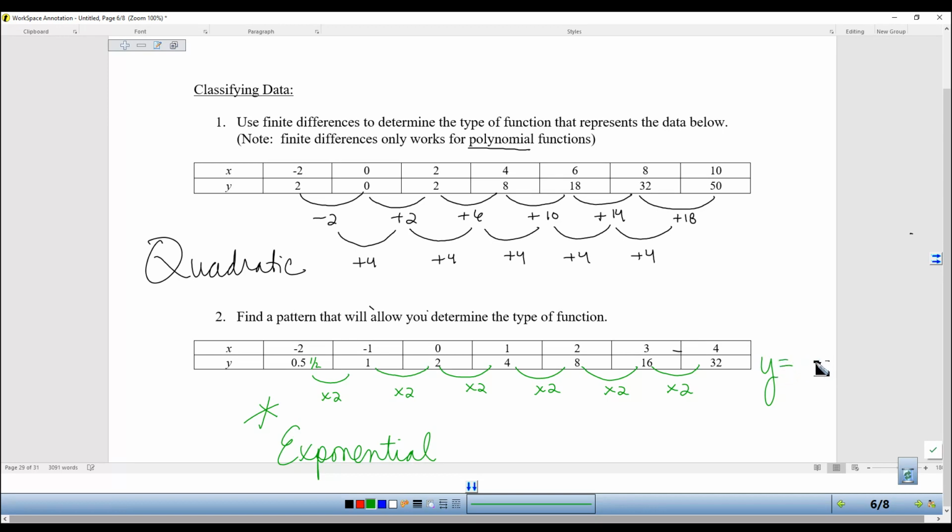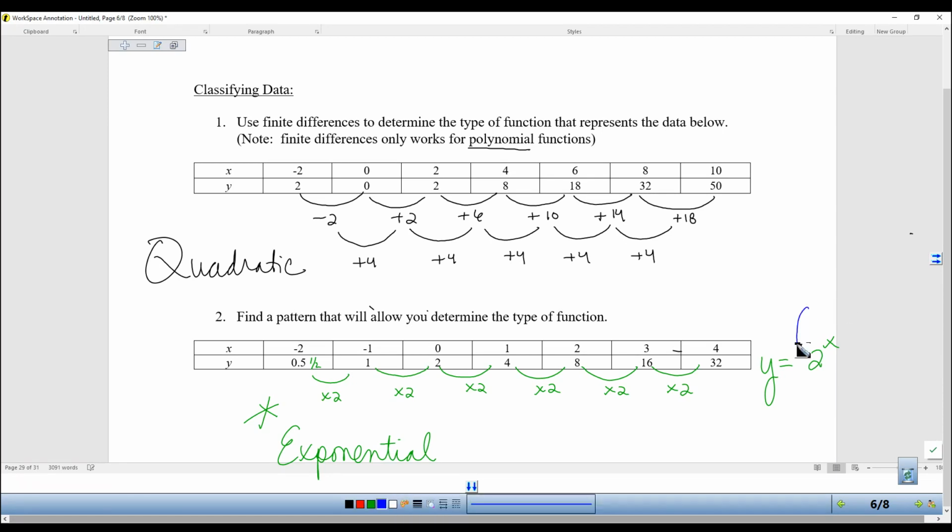y is equal to something to the x. In this case, 2 to the x. You've multiplied by 2 one time, 2 times, 3 times. What's the notation for multiplying 2 by 2 by 2 by 2? It's 2 to the 4th. Can you see the relationship between how you're multiplying each time and how this is some kind of an exponential equation?